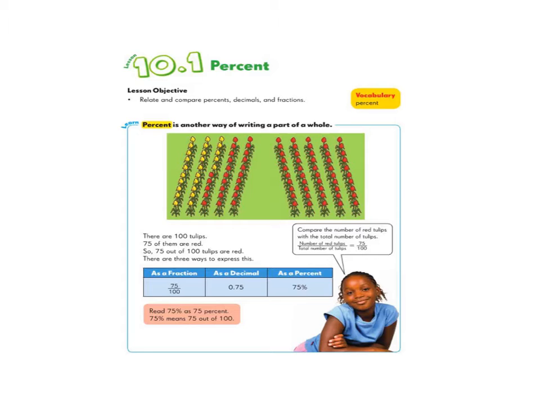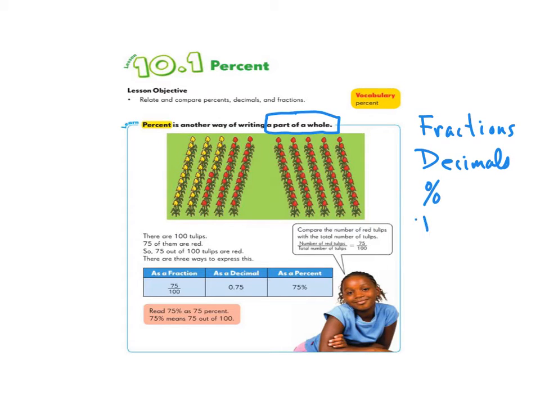A lot of this is just going to be a review for you guys, so I'm going to go through it kind of fast. Percent's another way of writing part of a whole. That's important, part of a whole. Do you remember what else is a way of writing part of a whole? Were you thinking fractions? Are you thinking decimals? Percents. One other thing we won't do today, which is ratios. So those 4 different ways are writing parts of a whole.